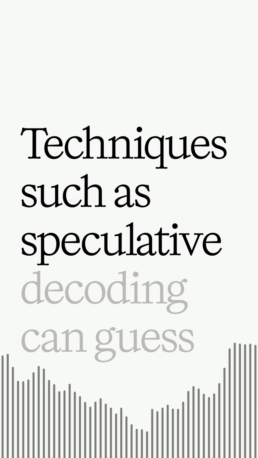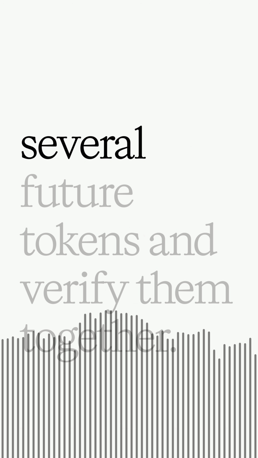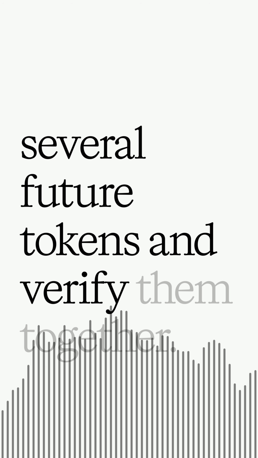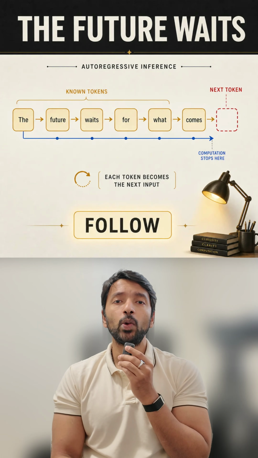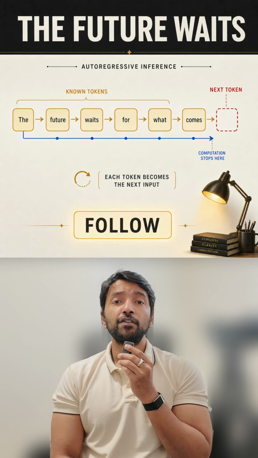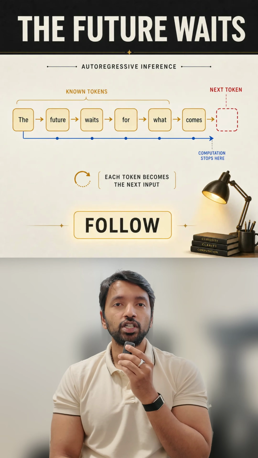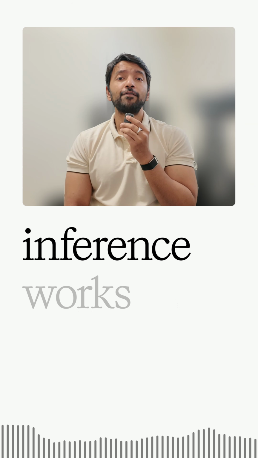Techniques such as speculative decoding can guess several future tokens and verify them together. This can make inference faster, but it does not completely remove the dependency between the tokens. A powerful GPU can accelerate this type of calculation, but it cannot perfectly calculate the next future before the current one has been chosen. This is how LLM inference works.